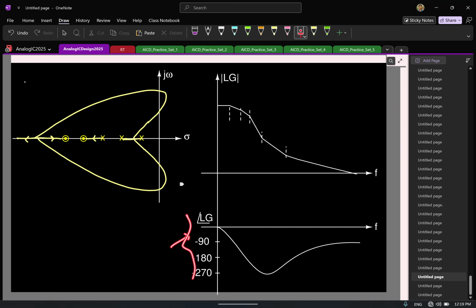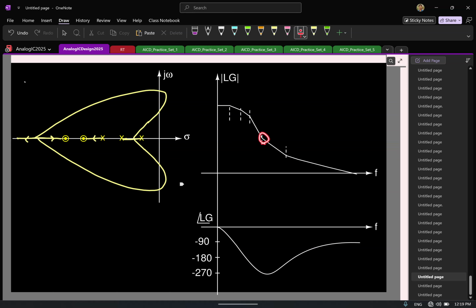Roughly I've sketched it. When I have only one pole, the phase starts from what value and ends at what value? 0 to minus 90. I have three poles, so phase will go to what value? So it seems like it's trying to go to minus 270.